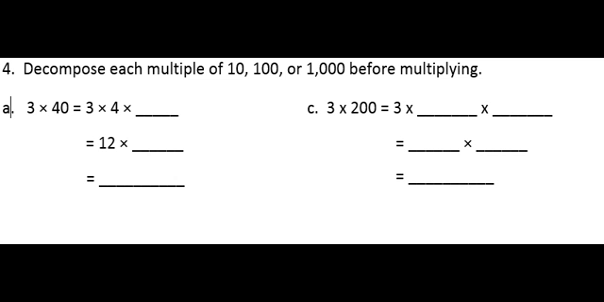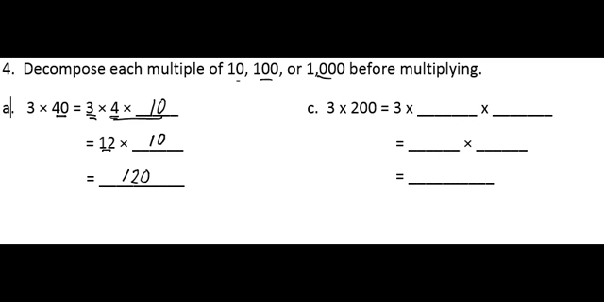All of this place value work is going to help the students with their mental math. So for this problem, it says to decompose each multiple of 10, 100, or 1,000 before multiplying. What that means is, for this problem 3 times 40, I'm going to look at it as the same thing as 3 times 4 times 10, since 40 is the same thing as 4 times 10. Now I can take 3 times 4, get a product of 12, and I know I need to multiply that times 10 for my final answer of 120. So 3 times 40 can be considered 3 times 4 times 10.